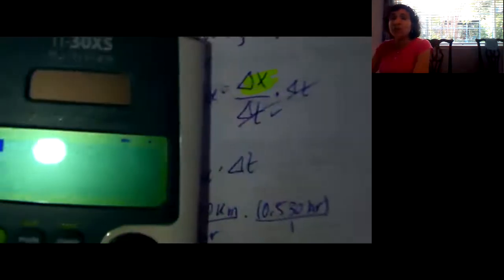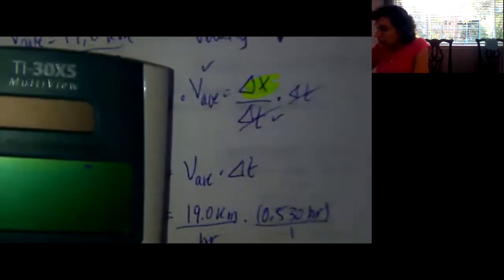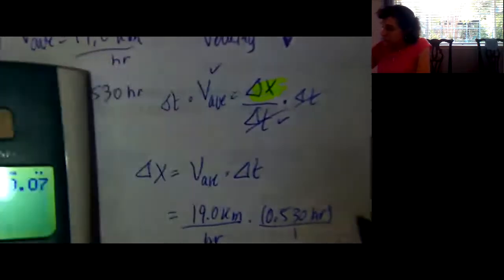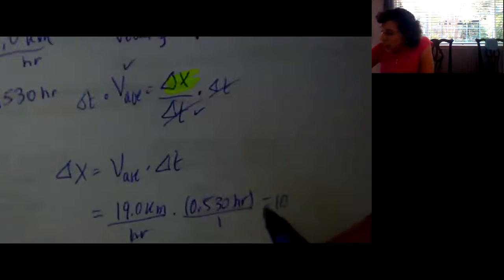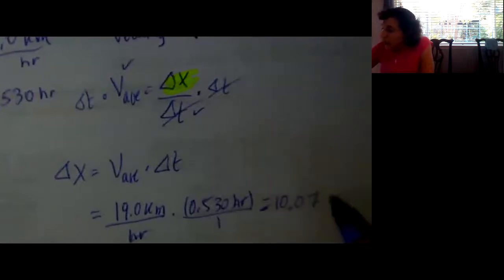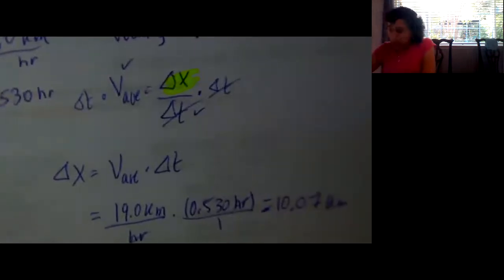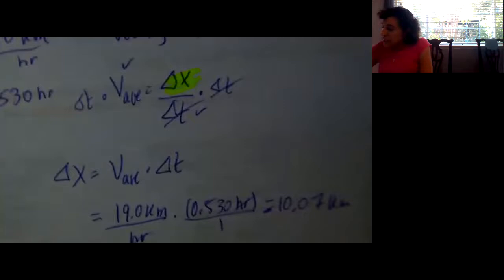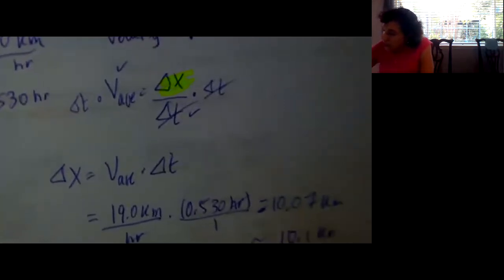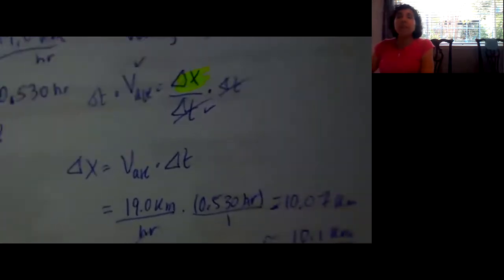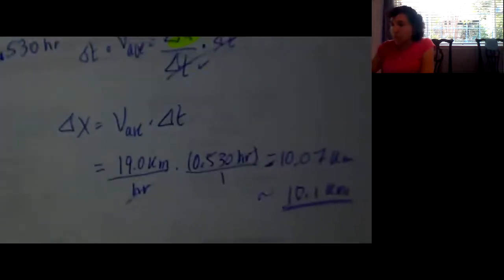You can see this here. I'm going to go 19 times 0.53, and I get 10.07. So what do I get? I get 10.07 kilometers. Okay. And if you want 3 significant figures, that's about 10.1 kilometers. All right, that's it for the first one.